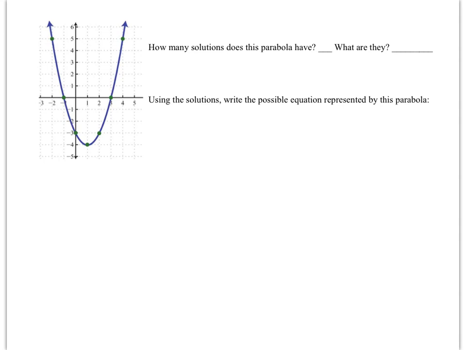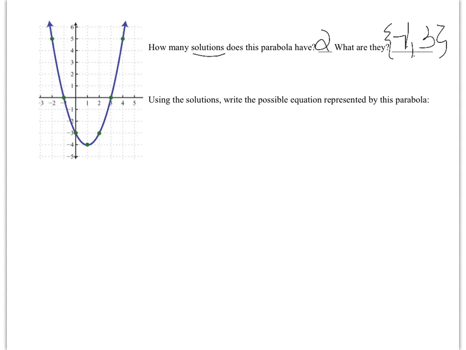So when given a graph, you might get some of these questions like, how many solutions does this parabola have? Well, solutions correspond to the x-intercepts. So if you look at this graph, it has 1, 2 x-intercepts, which means that this parabola would have 2 solutions. And what are they? Well, they are -1 and 3. That should say -1 and 3.